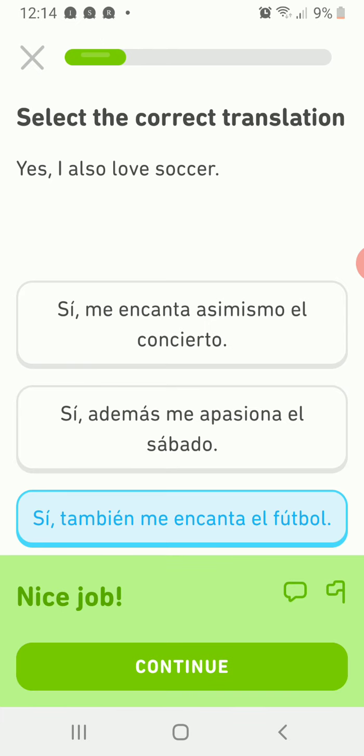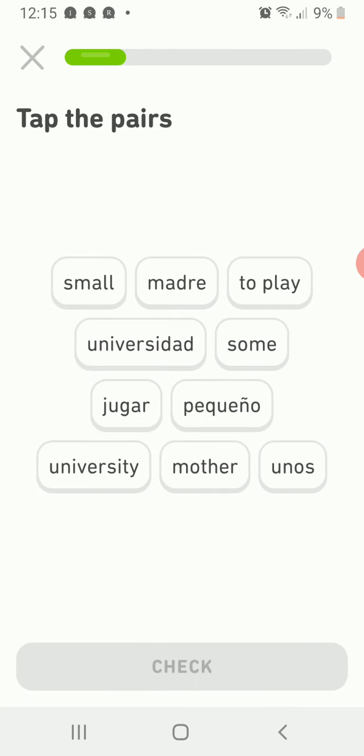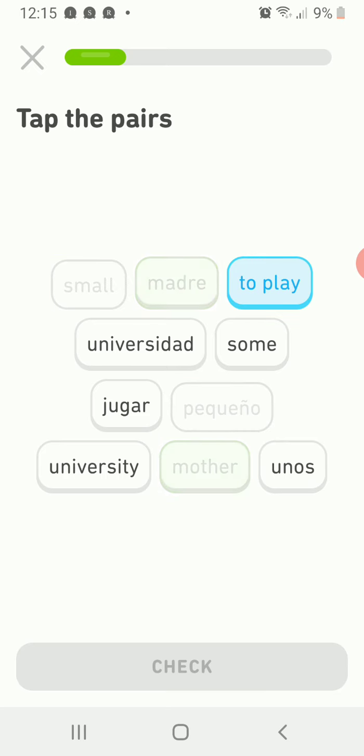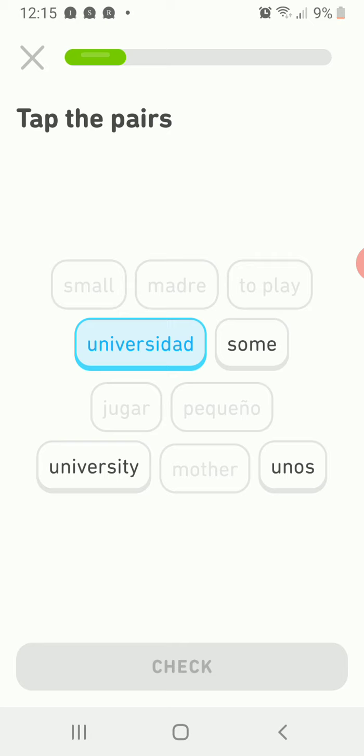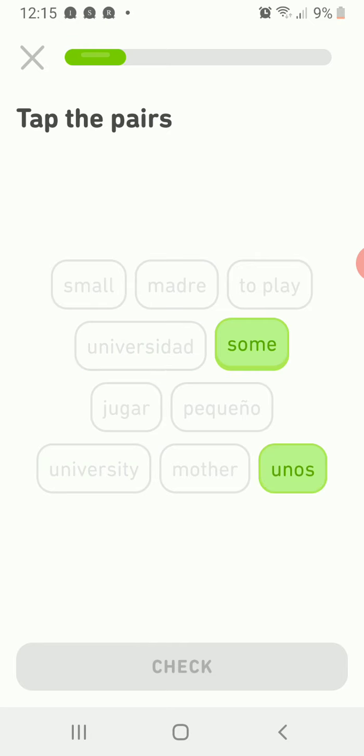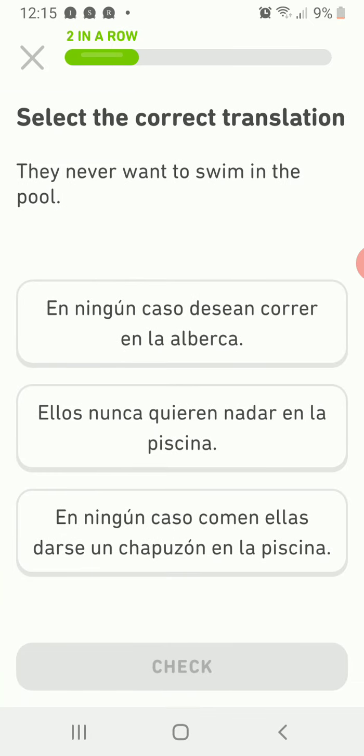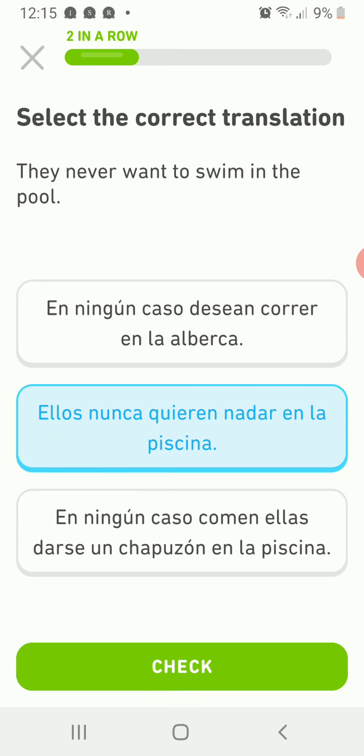So this is another verb for when you talk about your preferences, what you like and what you dislike. Small is pequeño, madre is mother, to play is jugar, universidad, university. And select the correct translation. They never want to swim in the pool. Ellos nunca quieren nadar en la piscina.